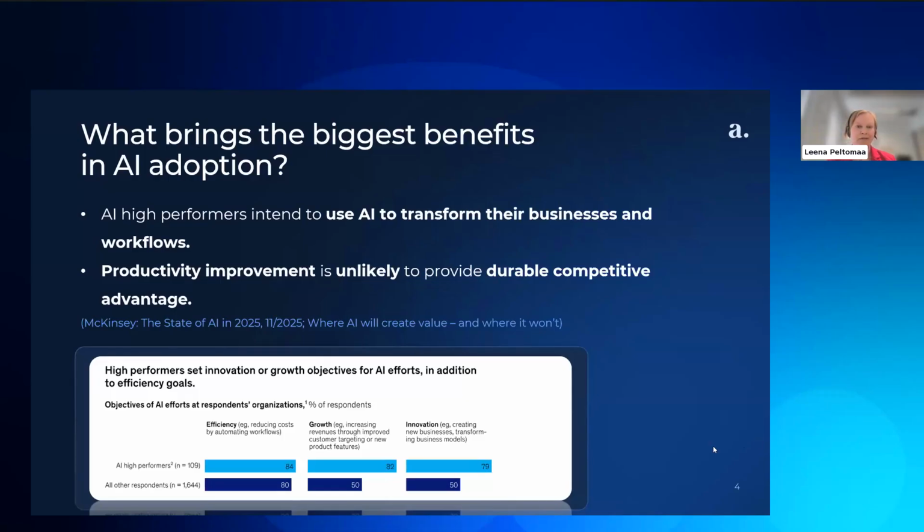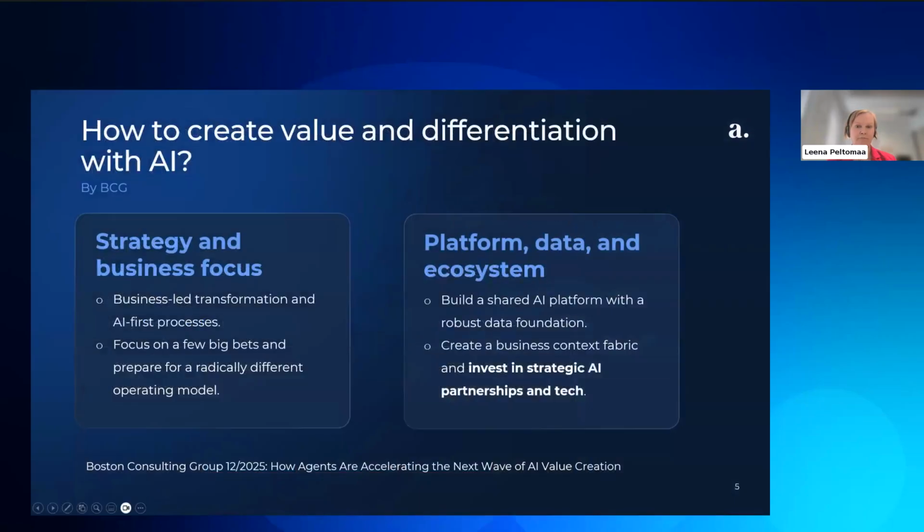And if we go to the next slide, please. Other consulting companies beyond McKinsey have also published similar advice, similar results from their own research. Here are a couple of points from Boston Consulting Group's research from end of last year, where they focused on the same question: how to really create business value from AI and how to differentiate by adopting AI.